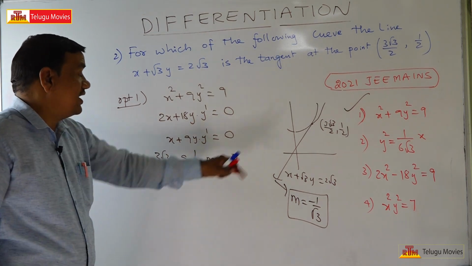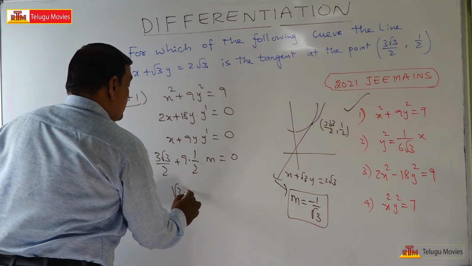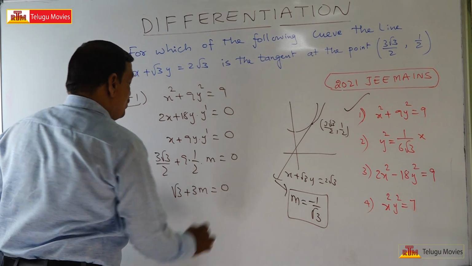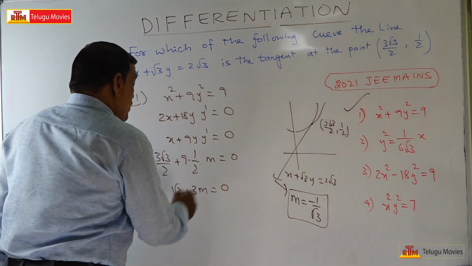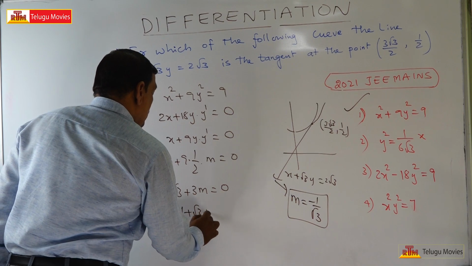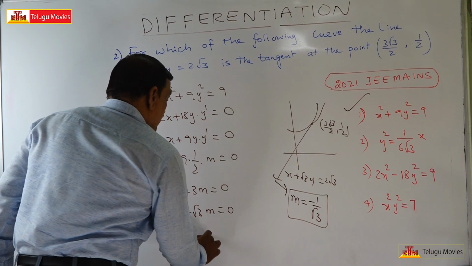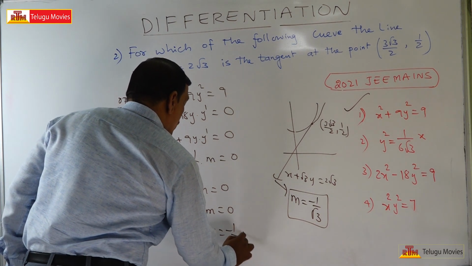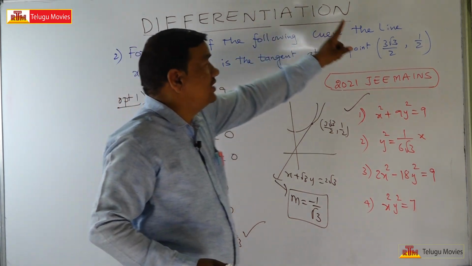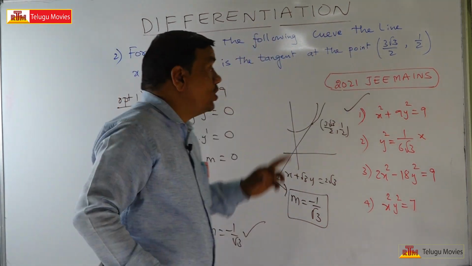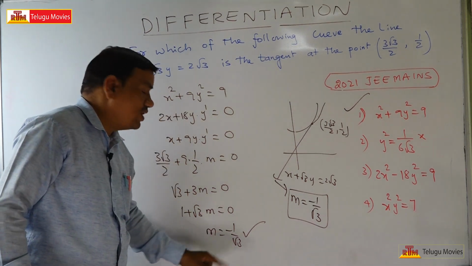Now 2 can be cancelled, 3 also can be cancelled. Ultimately this is root 3 plus 3m is equal to 0. This root 3 also can be cancelled by root 3, so this is 1 plus root 3 m is equal to 0. Therefore m is equal to minus 1 by root 3. Therefore the slope of the tangent at the point 3 root 3 by 2 comma 1 by 2 to the curve x square plus 9y square is equal to 9 is minus 1 by root 3.